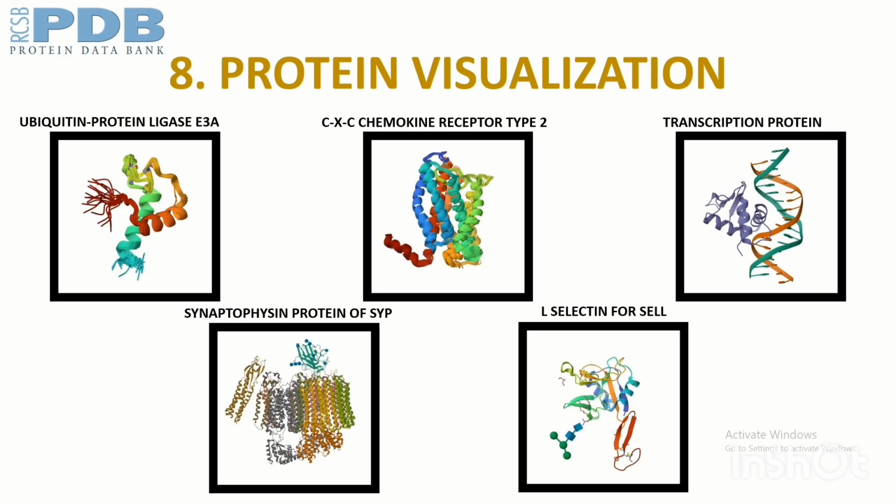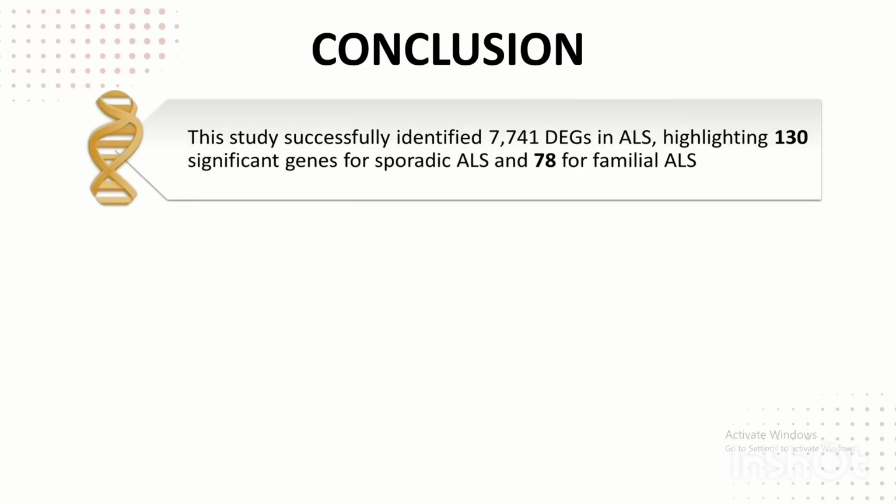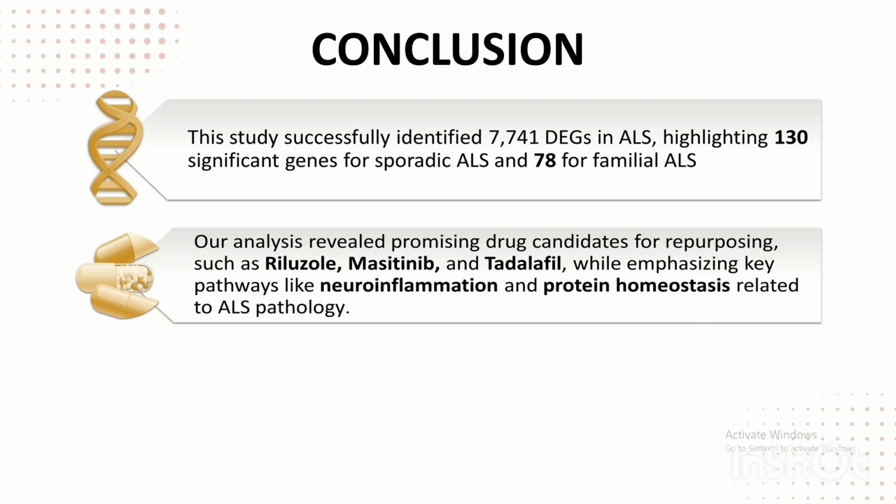Finally, we visualized the proteins produced by these genes. These are the 3D structures of the proteins responsible for ALS. This allowed us to better understand the functional impact of the mutated proteins. In conclusion, our study identified a significant number of DEGs related to ALS. By targeting these genes through personalized medicine, we can improve prognosis and potentially extend the survival of ALS patients.